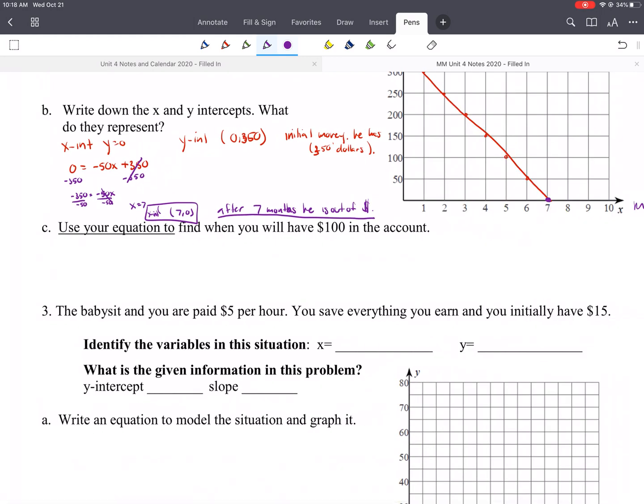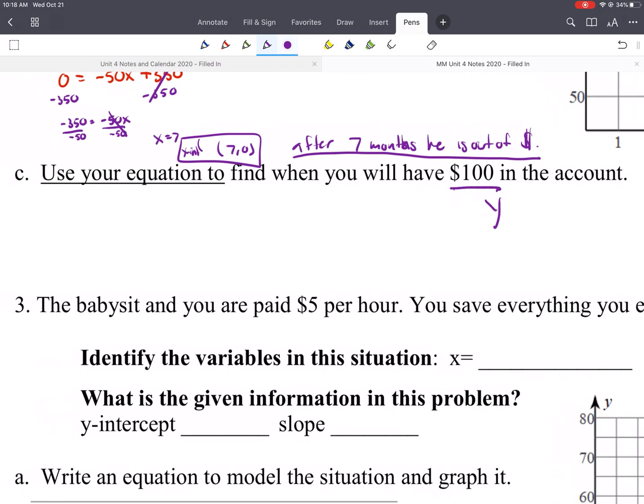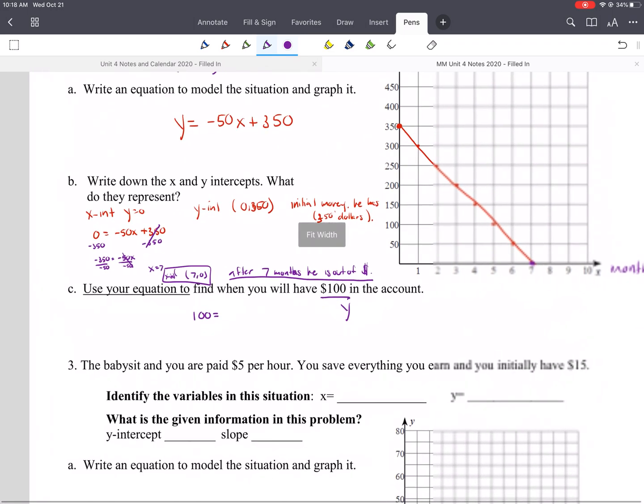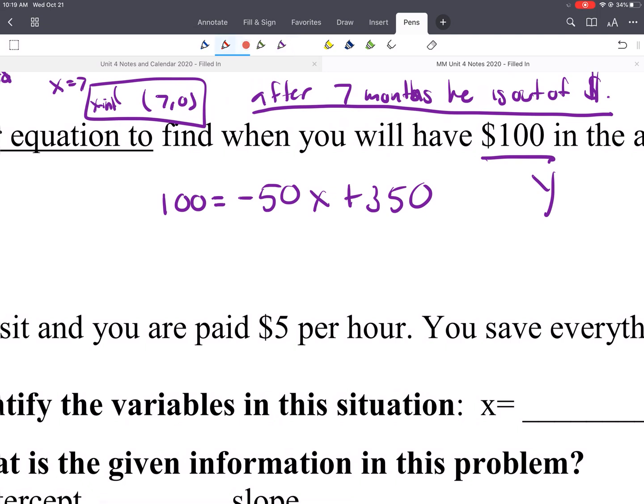Use your equation to find when you will have $100 left in your account. All right? So again, dollars is our y value. So we're going to need to plug that into our equation. You could also look at your graph, but I'd like you to do it by hand because that's how you'll probably need to do it on the test. So here we'd set y equal to 100. 100 is equal to, and we use the equation we wrote down, negative 50x plus 350, and we'd need to solve. So we'd subtract 350.